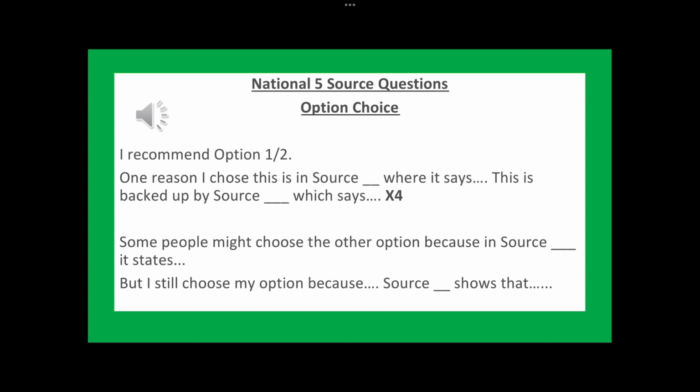Overall then, that means you need 9 quotes that back up the option you're recommending, but it's really important that you do acknowledge the other side and take a piece of evidence that does support the other side in your answer to get full marks.